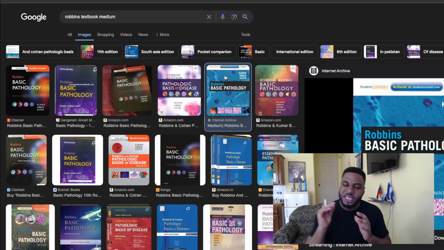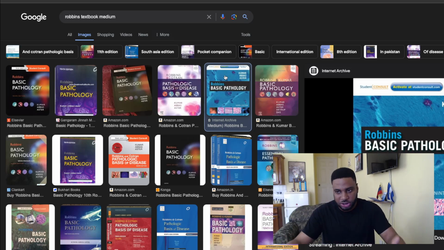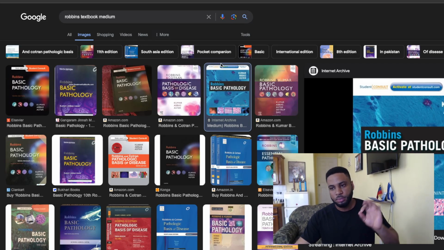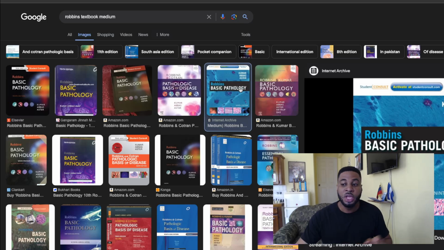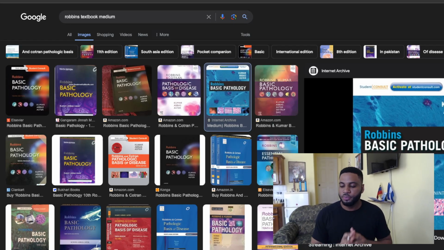So if you're yet to study pathology, you're on a holiday, you're preparing to take pathology as a course, get the Robbins basic pathology book, read that book, make notes, make annotations, have sticky notes. My Robbins basic pathology is my favorite book of all the books I used during med school. If you can do that, you will be well on your way to performing very well on your exam, right? So Robbins basic pathology, Robbins textbook.